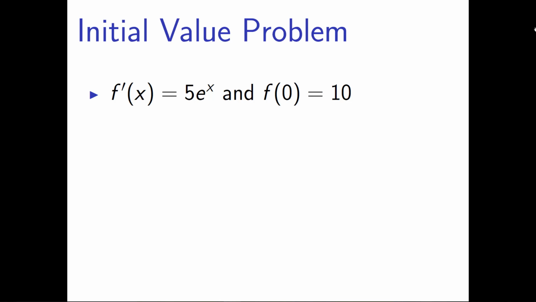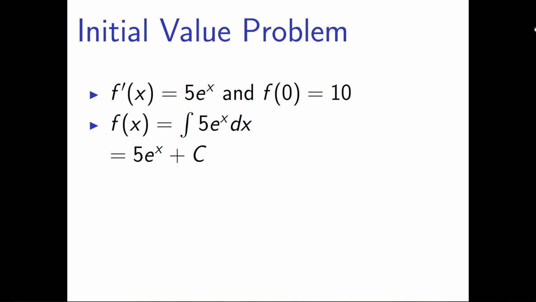Okay, and we'll just finish off with an initial value problem. We've seen that we can get a whole family of solutions. These initial value problems fix that c. They give us a specific solution. So for example, suppose f prime of x is 5 e to the x, and we know that f of 0 is 10. Well, if we want to integrate to get just f of x, if we know f prime, we're going to integrate 5 e to the x dx.